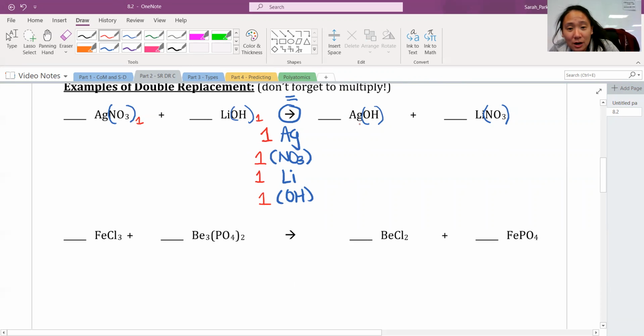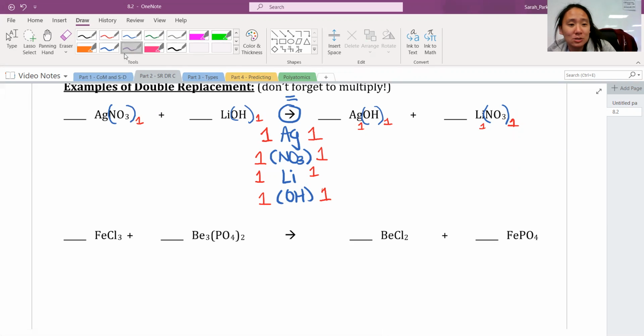So for silver here, I have one silver, one hydroxide. I have one lithium, and you always look at the number on the outside. It's a 1. So 1 lithium and 1 nitrate. I have one of everything. It's already balanced. So you don't have to do anything. Already balanced, so you can leave it all blank. Or if you want to give a mental note to yourself, these are already balanced. These are all 1s. 1, 1, 1, 1, 1.